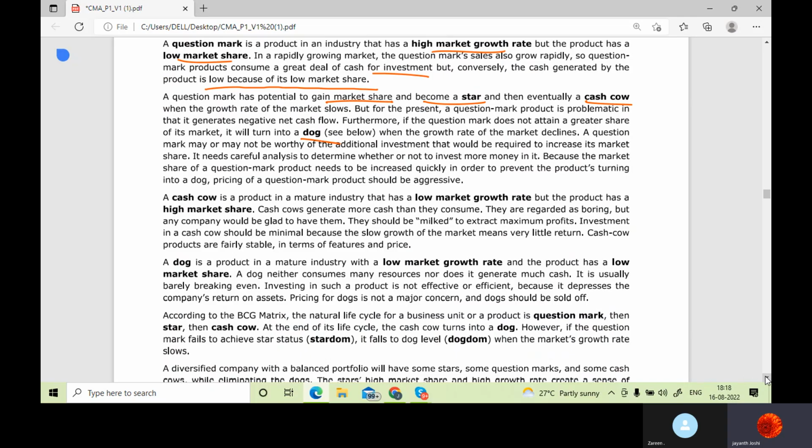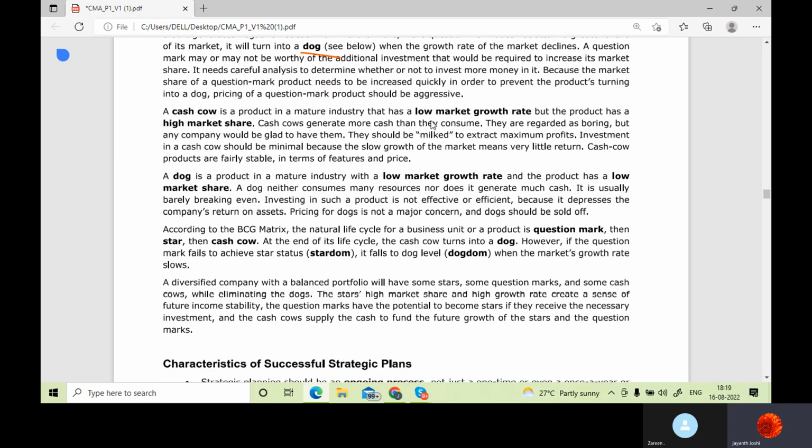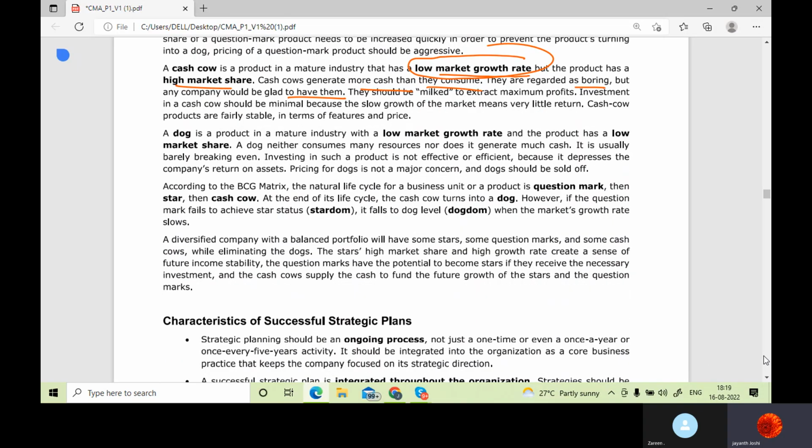Okay, let's go ahead. So cash cow is a product in a mature industry that has low market growth rate but the product has high market share. We already discussed this one. Cash cows generate more cash than they consume because they are in low market growth rate, but their market share is very high, so they get a lot of cash. They are regarded as boring, but any company would be glad to have them because even though the market is not performing well, the share of this product is very high. This is the time when we have to milk the cow. We have to make maximum profits. Cash cow products are fairly stable in terms of features and price.